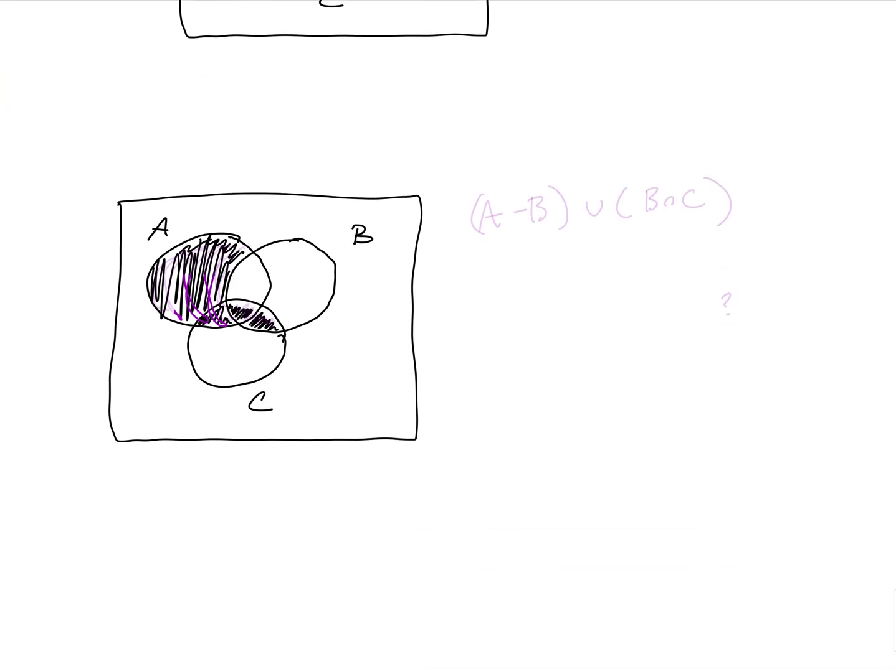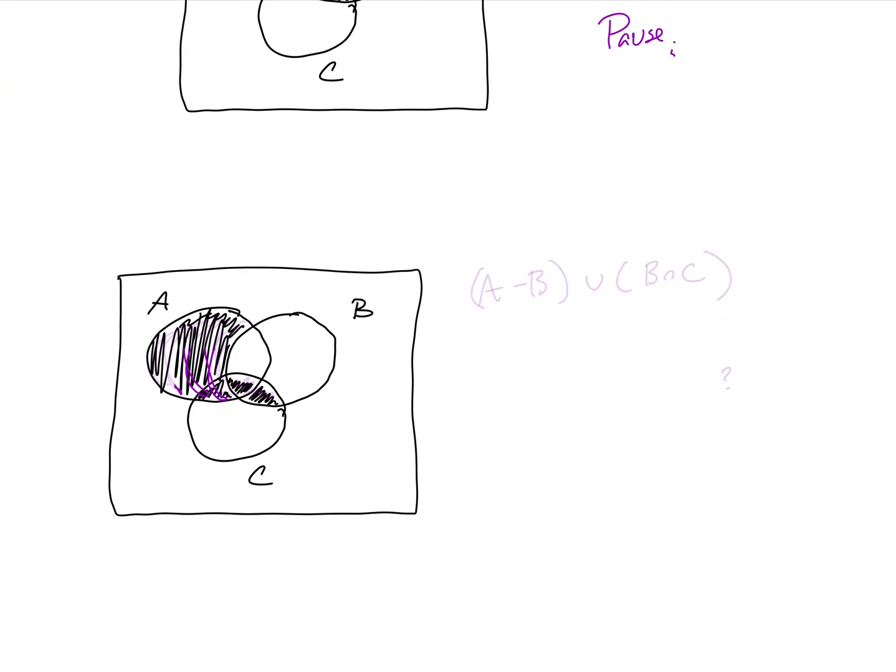Okay, so one possibility, there's more than one possibility, but one would be, we could think of this as A minus B, as everything over here, and then we could also union that together with B intersect C. So I could union that together with the set B intersect C. So that's one possible way that you could describe this set.